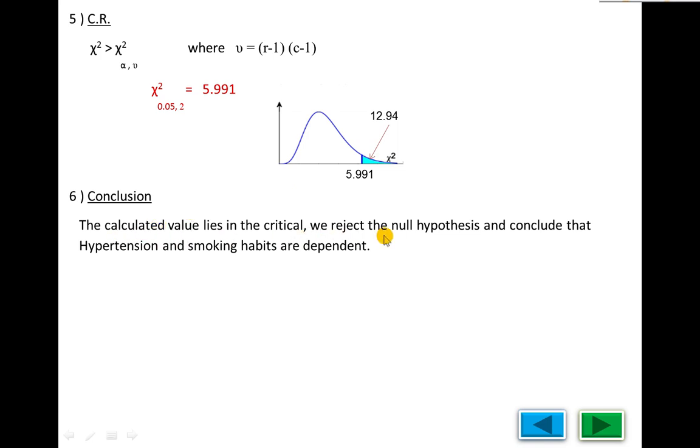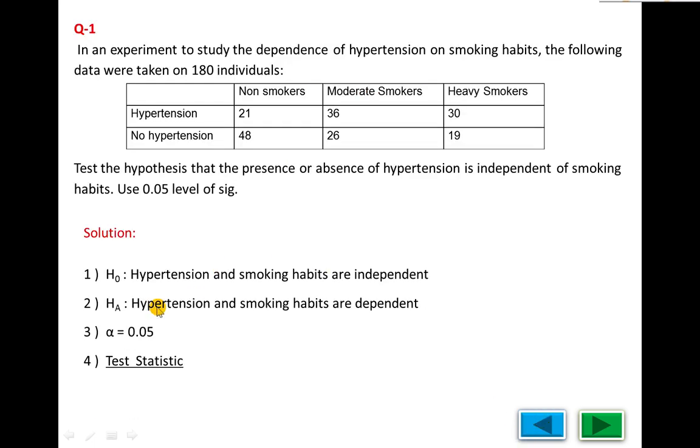because the calculated value lies in the critical region, and conclude that hypertension and smoking habits are dependent. Okay, we reject the null hypothesis, which means hypertension and smoking habits are dependent.